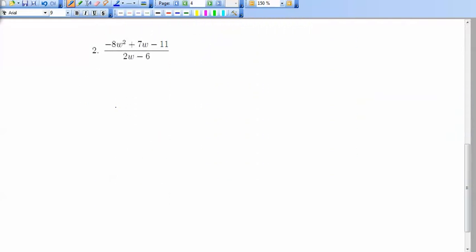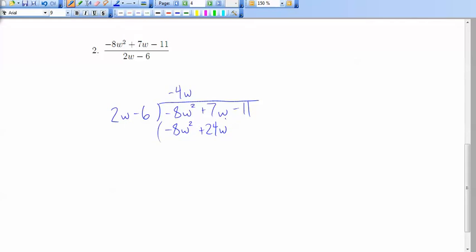Okay. Again, I'll put my denominator on the left here, and then my numerator underneath this bar. And I ask myself, what do I have to multiply 2w by to get negative 8w squared? Well, negative 4w works. I'll do the multiplication of both terms from my denominator. Put that in brackets and subtract it. And I'll be left with 7w minus 24w gives me negative 17w. And drop down the next term.